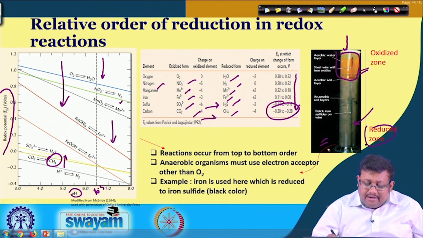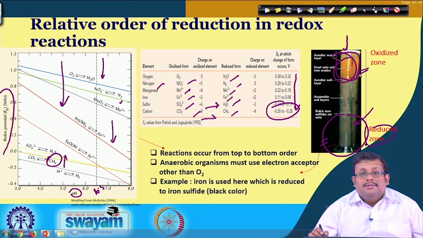Here we are using iron wire. At the bottom you can see it is producing iron sulphide due to the reducing condition, ultimately producing a black color. However, at the top it is oxidized and producing this red or orange colored zone.